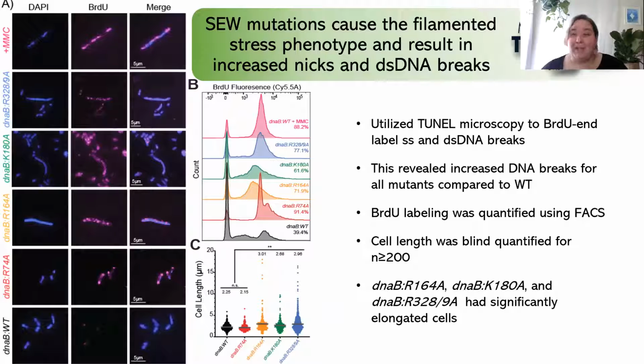And we also see a dramatic uptick in the number of DNA breaks and nicks, as indicated by the pink BrdU foci. As you can see in B, we quantified the fraction of cells that contain some type of DNA break, and there's a dramatic increase in the population of damaged cells for our mutants relative to wild type.